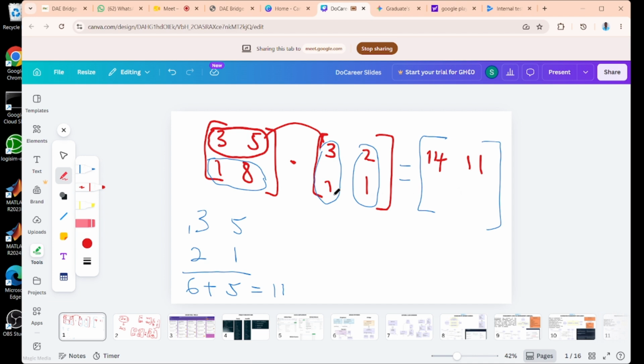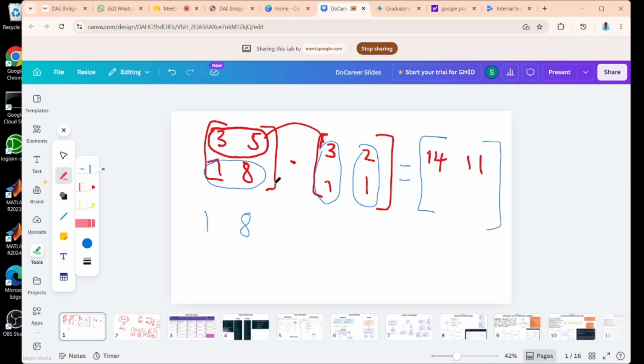So it's 14 11. Then we are going to the bottom now. So for the bottom row, we know we are finding this element at the bottom, so we need to use the bottom row of the first matrix, and you do the same thing as we did for the first one. So let me clear this side. I know my bottom row is 1 8. That's what I'm going to keep as a constant.